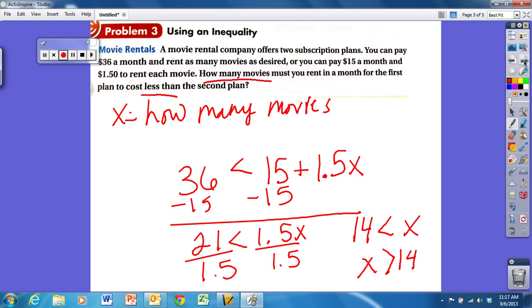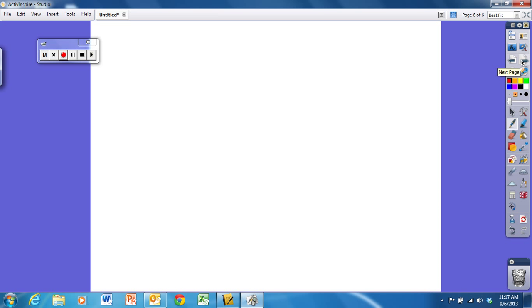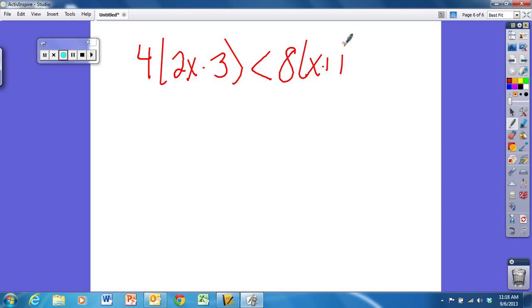Now, what happens when you get one that comes out weird? Let's try this one. 4 times 2x minus 3 is less than 8 times x plus 1.